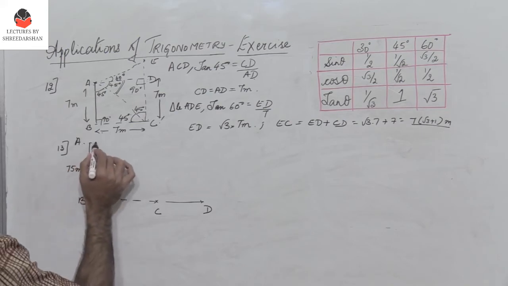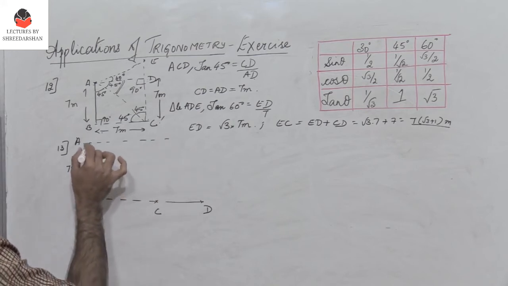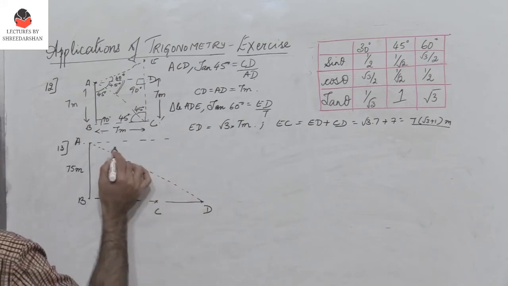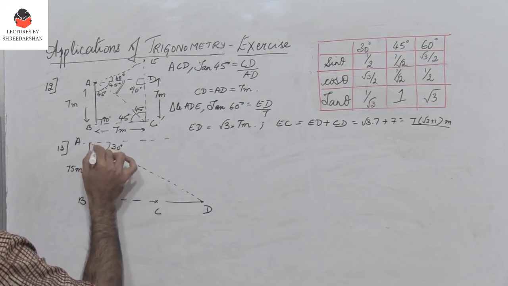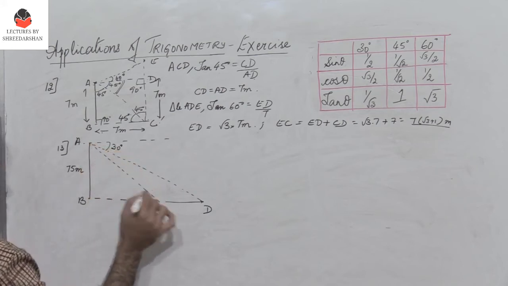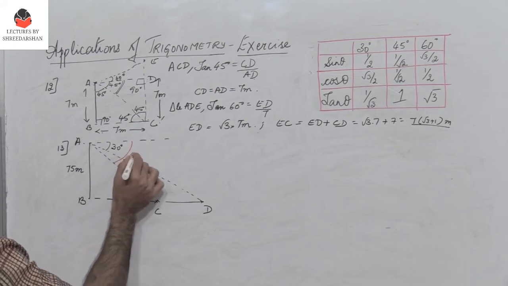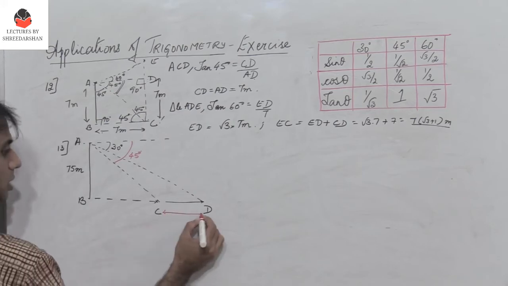If I consider a line parallel to the ground, the angle of depression here, so if I join AD, this is 30 degrees, and if I join AC here, the angle of depression here is 45 degrees. So these are the two ships, and we need to find the distance between these two ships.